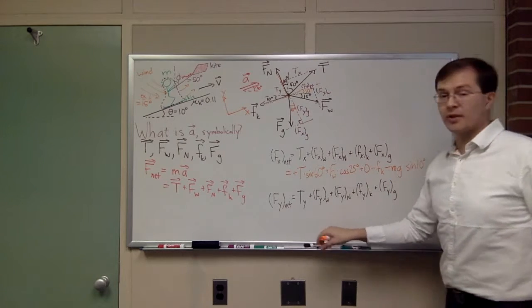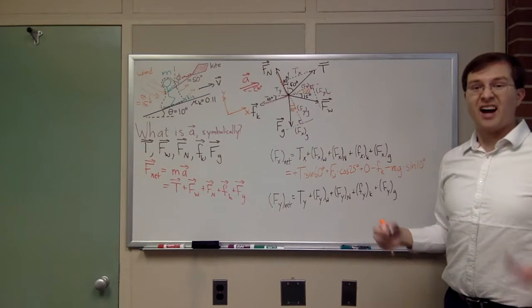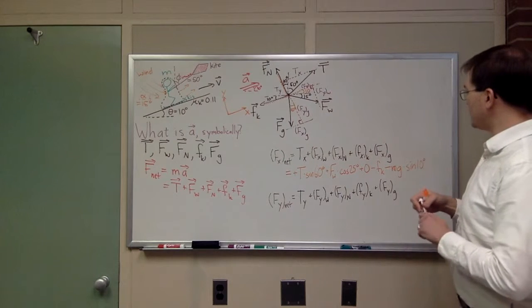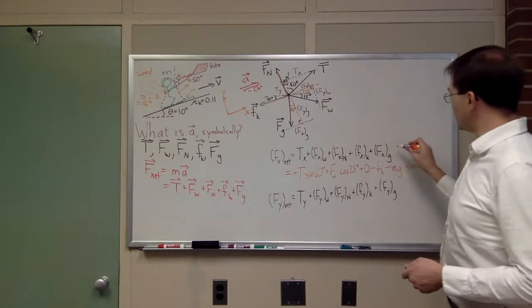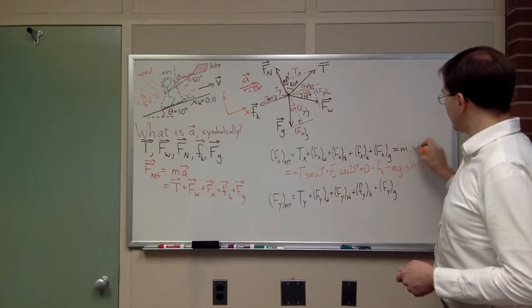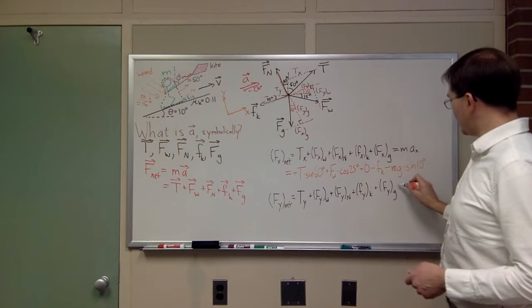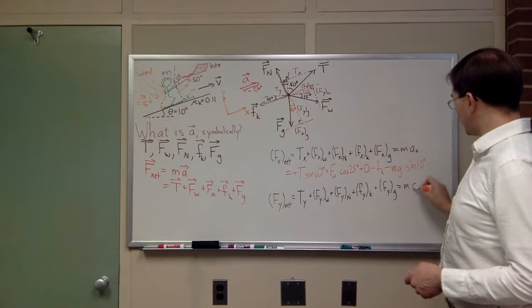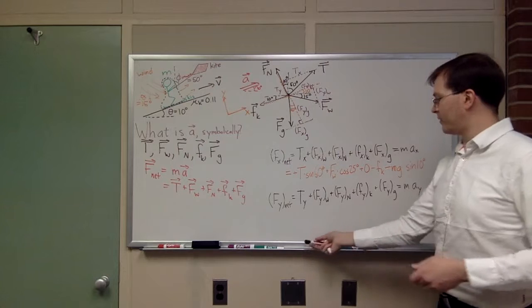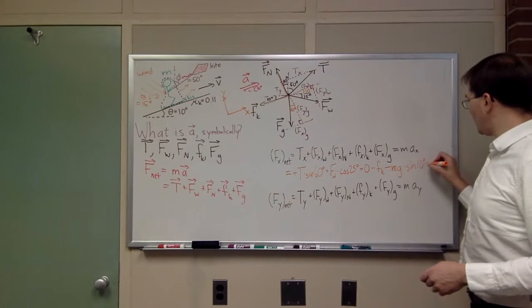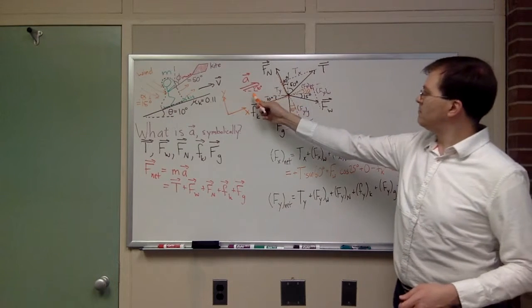Oh, and I've just realized, I said I was writing down Newton's second law. I left out a piece, right? My Newton's second law equation, this is Fx net, equals the mass times Ax. And this will equal the mass times Ay. Got to keep those in if I'm writing all of Newton's second law down.